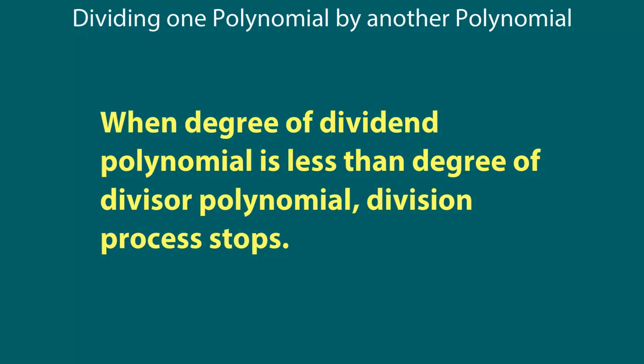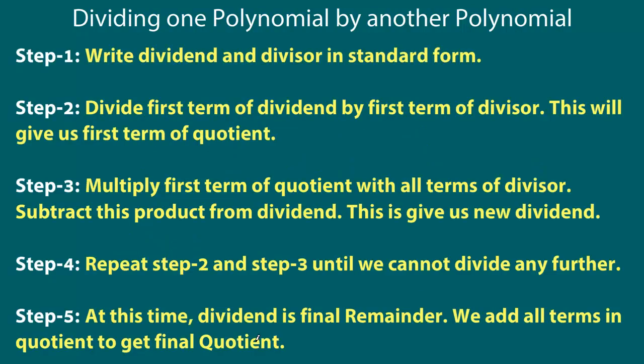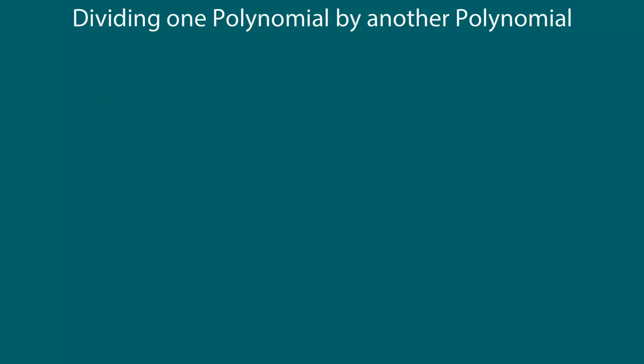When the degree of the dividend polynomial is less than the degree of the divisor polynomial, that is when the division process stops. And at that point, whatever is the dividend becomes the final remainder. And we add up all the terms of the quotient to get the final quotient. Now, let's take a look at some examples of these long division questions.